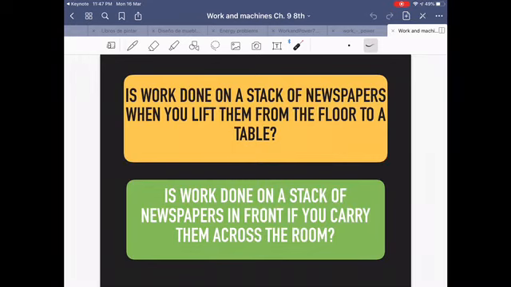First, imagine I'm walking in the classroom and I want to ask you something. Is work done on a stack of newspapers when you lift them from the floor to a table? So let's say here you have your table and here you have your stack of newspapers at the floor and then you pull them upward. Would you say yes or no? Now imagine that same stack of papers, but I am moving through the classroom with them in my hands, moving all along. Will it be yes? Will it be no? Well, let's see then.